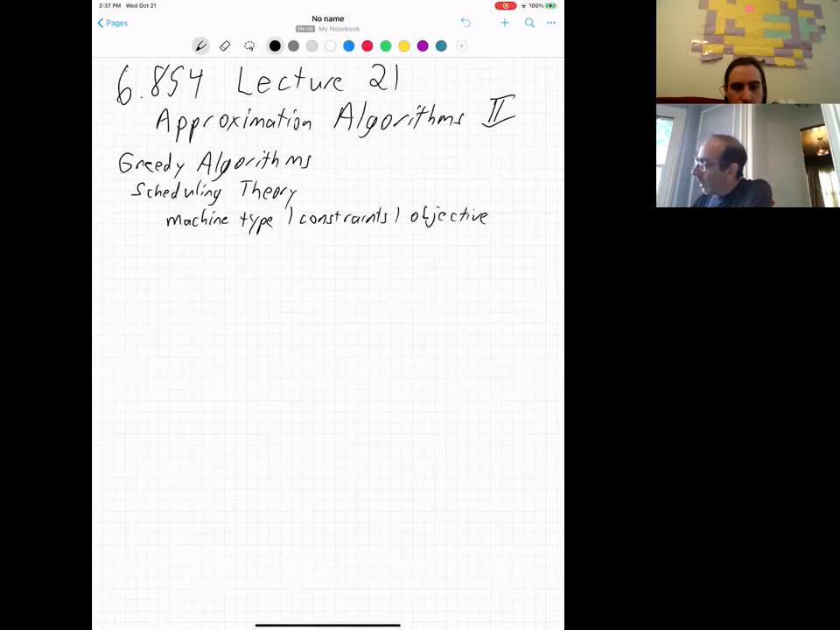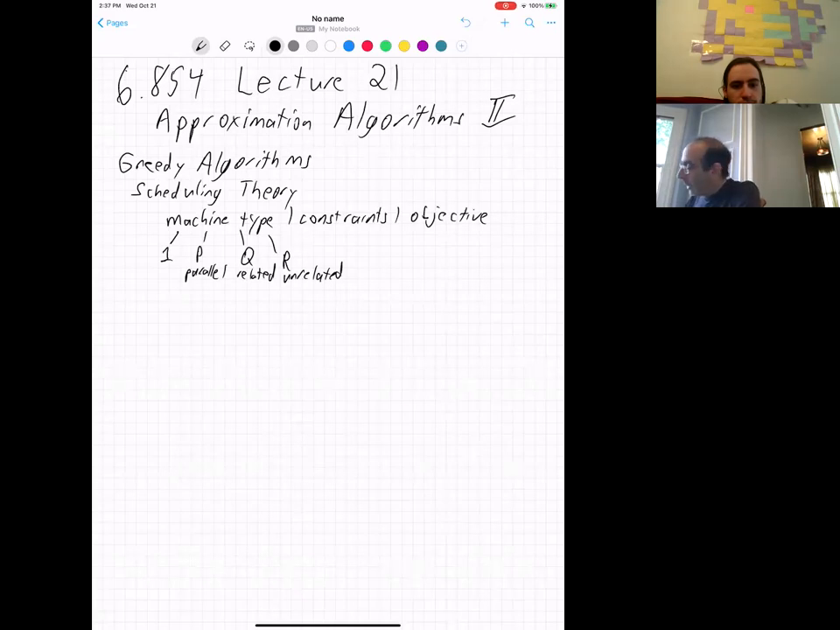Okay. And there are scheduling problems involving one machine. There are scheduling problems involving parallel machines. There are scheduling problems using so-called related machines and unrelated machines. Do not ask me why they decided to use R for unrelated. Some things are just mysterious.